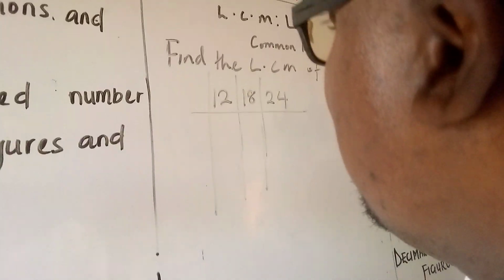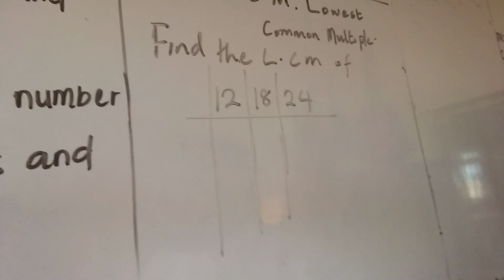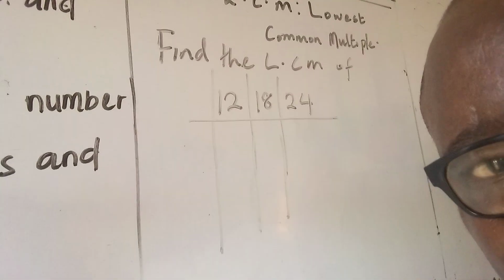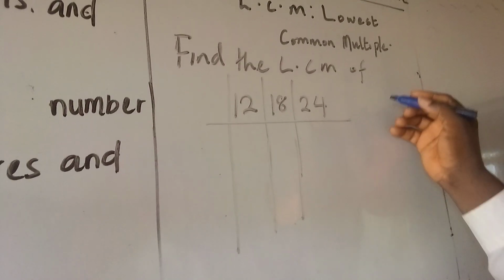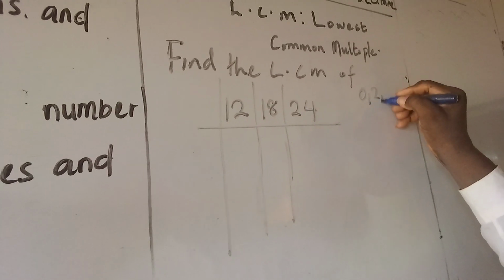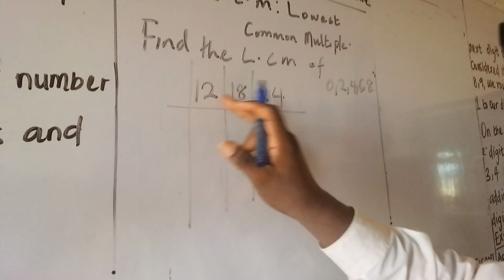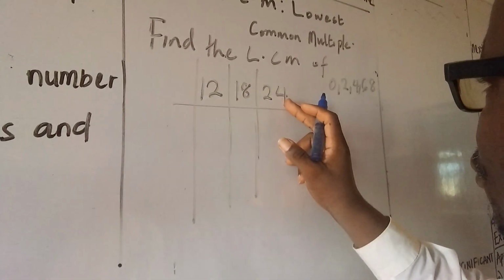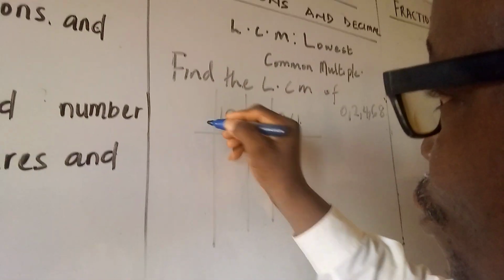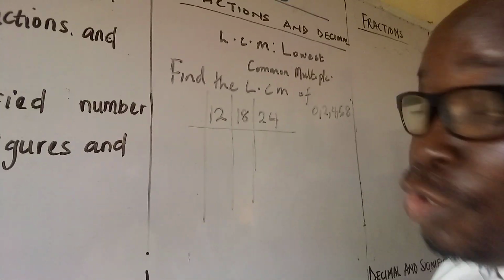So look at it. First of all, whatever value you are given, check if the value is an even number. Even numbers are numbers that end with 0, 2, 4, 6, or 8. So you can see this one has 2, it has 8, it has 4. So they are even numbers. So I start with 2. What will go is 2.